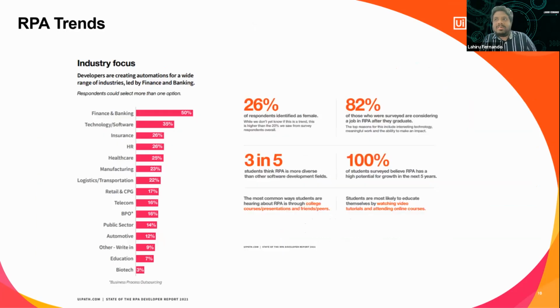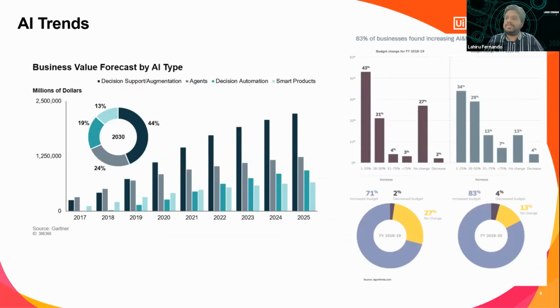So let's talk about a few trends here. As I explained, AI today has a very high demand, just like RPA. As you see on this chart, these things are mainly used for decision support, agents, and things like that. So you can see how the demand is. And if you look at the budget that companies allocate for this AI related stuff, it's going to be very huge.